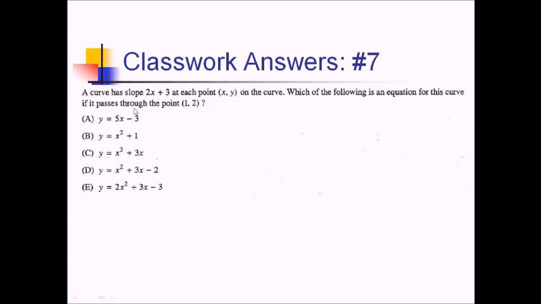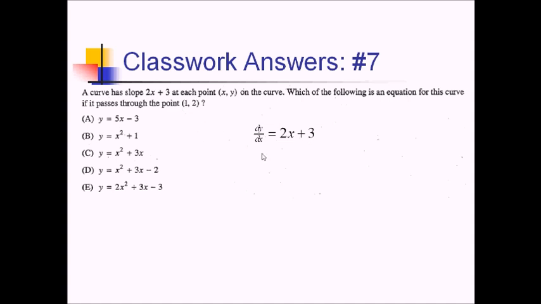On this problem, we have a curve with a slope of 2x plus 3 at every point on the curve. So we want the equation for the curve if it has to go through the point (1, 2). One way to do this is to set it up as a differential equation. We can say essentially that dy over dx, the slope of our y function, equals 2x plus 3. And we can think of this point (1, 2) as an initial condition.